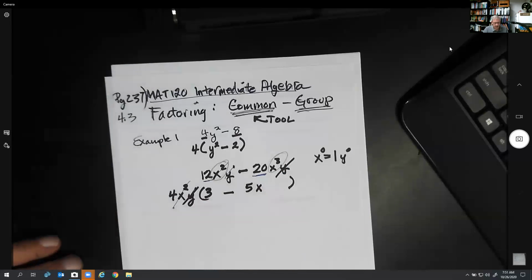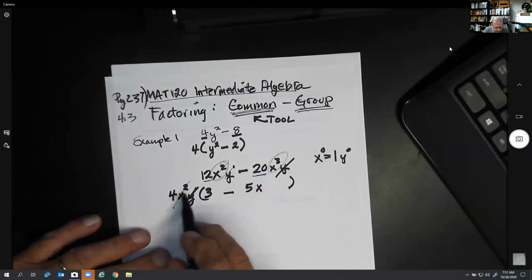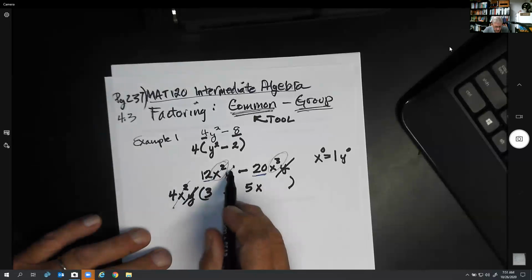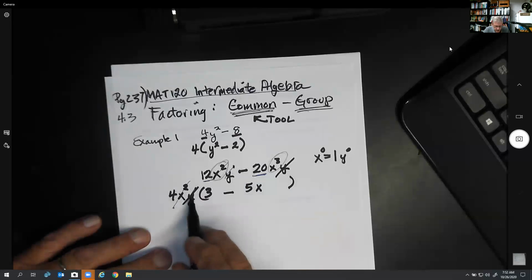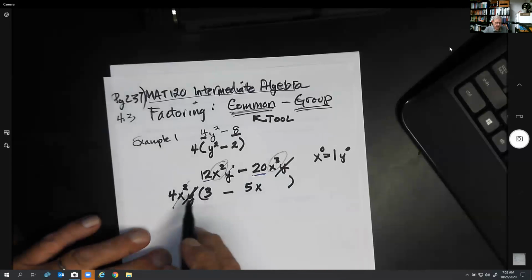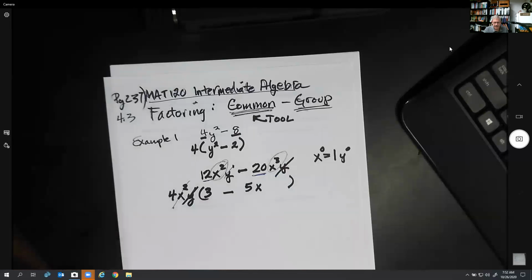How do I know if I'm correct? Well, I'm going to distribute this. 12x squared y, 20x cubed y. So I'm going to multiply the first term times the 3, and then the outside term times the 5x, and double check it. So you always want to double check it just to make sure.